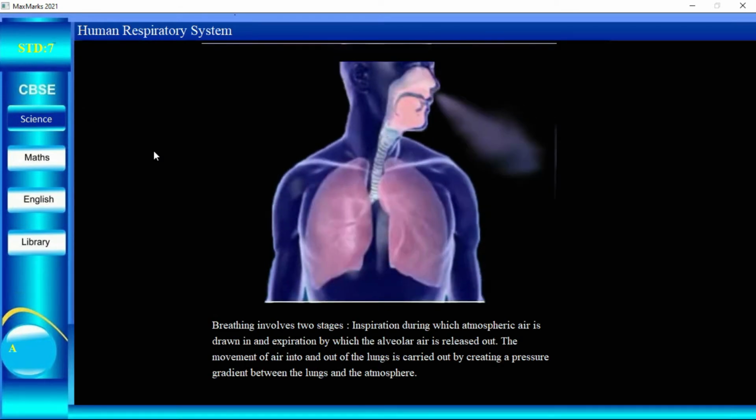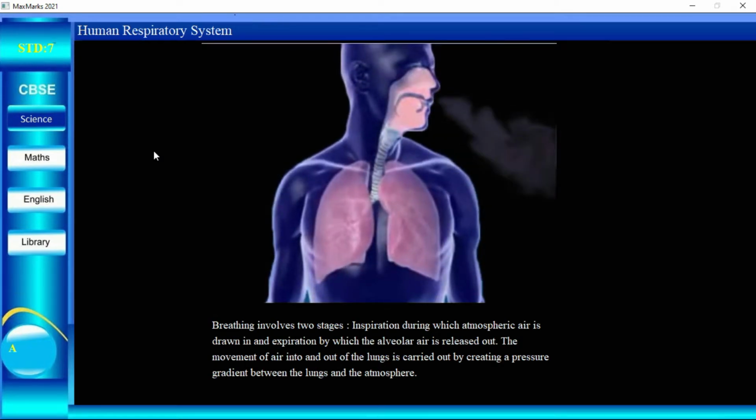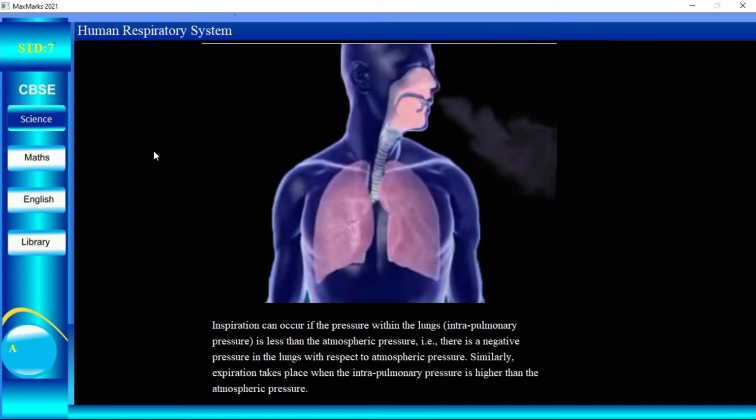Human respiratory system. Breathing involves two stages: inspiration, during which atmospheric air is drawn in, and expiration, by which the alveolar air is released out. The movement of air into and out of the lungs is carried out by creating a pressure gradient between the lungs and the atmosphere. Inspiration can occur if the pressure within the lungs, intrapulmonary pressure, is less than the atmospheric pressure, that is, there is a negative pressure in the lungs with respect to atmospheric pressure. Similarly, expiration takes place when the intrapulmonary pressure is higher than the atmospheric pressure.